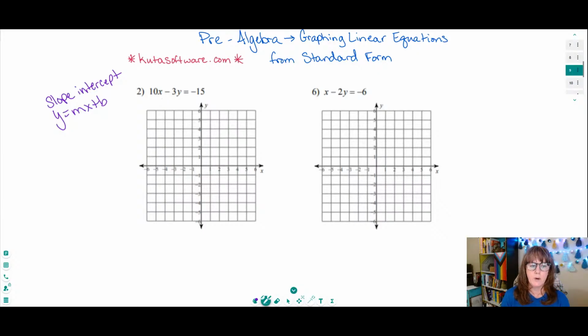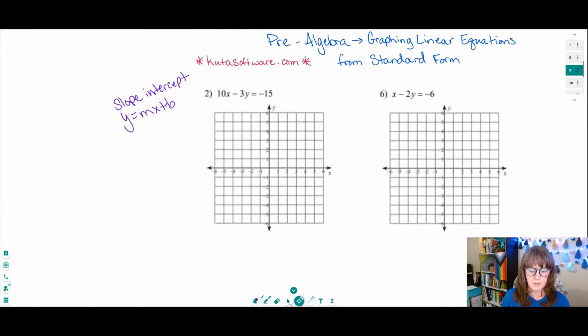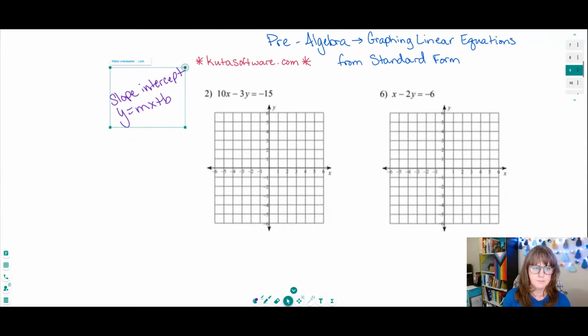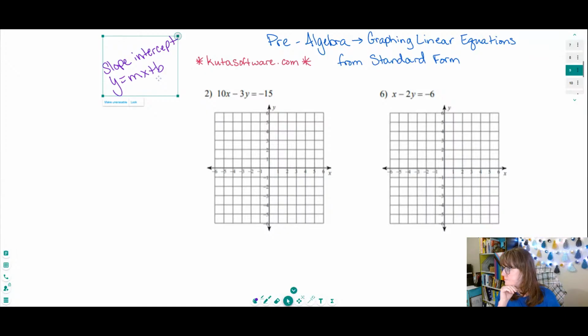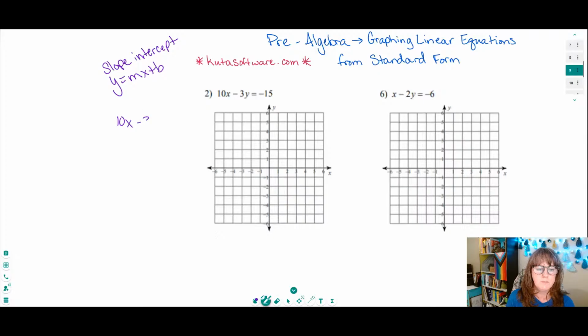I'm going to just scooch this over a little bit. Let me just check real quick. Okay, all good on comments and everything over here. I'm just going to rewrite this equation, and then we're going to solve for y.